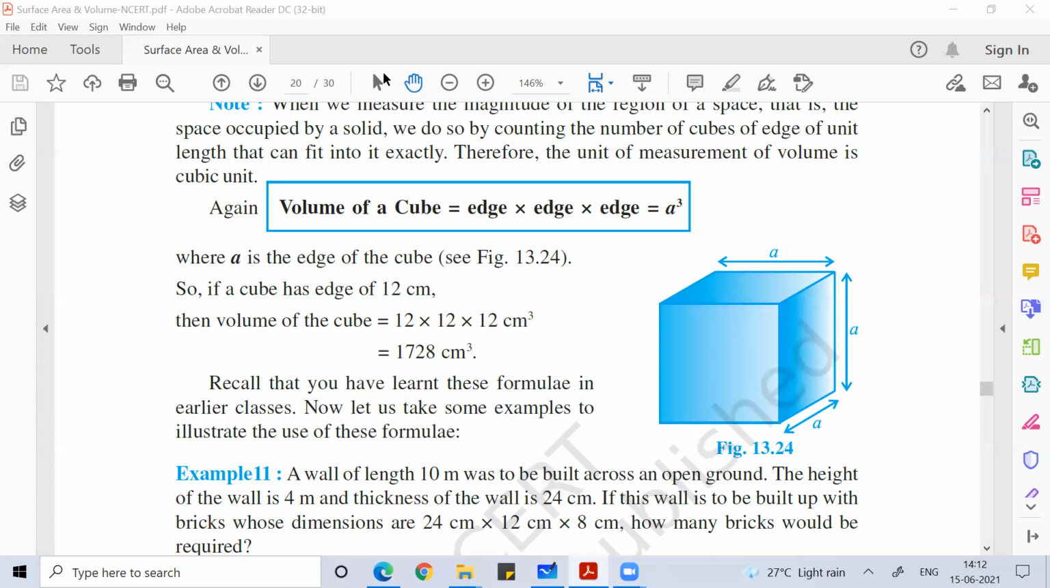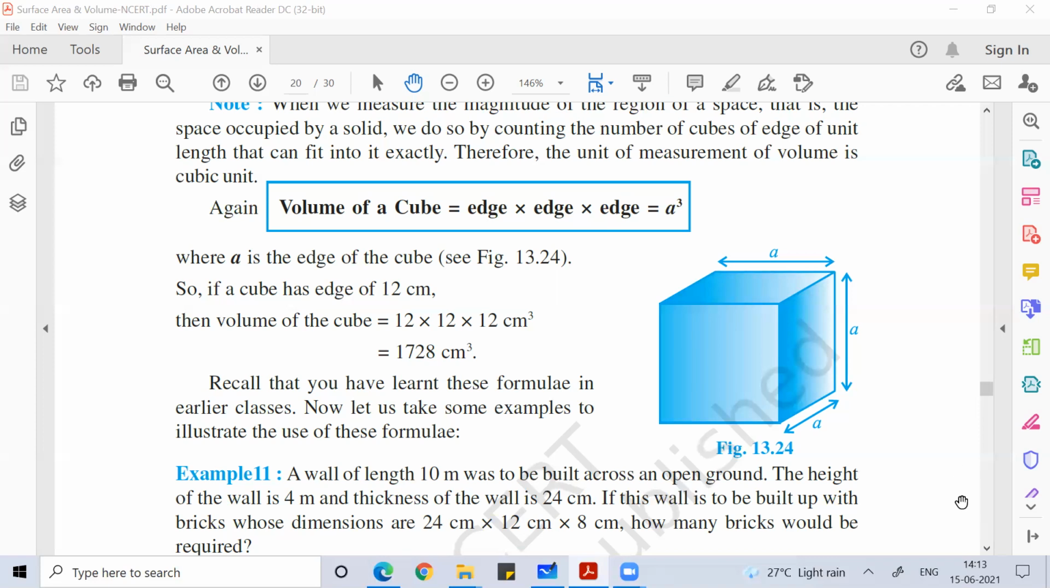And then the number of bricks will be the volume of the wall divided by the volume of each brick. And here we need to take care of units, because the bricks are given in centimeter and few wall units are given in meter, few in centimeter. Yes, sir. So when you convert 10 meter into centimeter, you get 1000 centimeter, and 4 meter is 400 centimeter. So write everything in centimeter. But when we solve the number of bricks required, like 1000 into 24 into 400 divided by 24 into 12 into 8, I get the answer in decimals. So I just rounded it off.